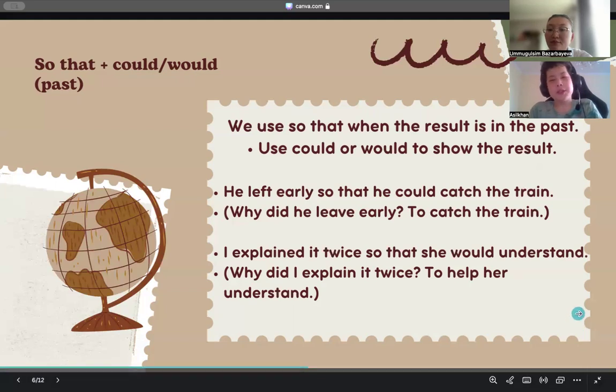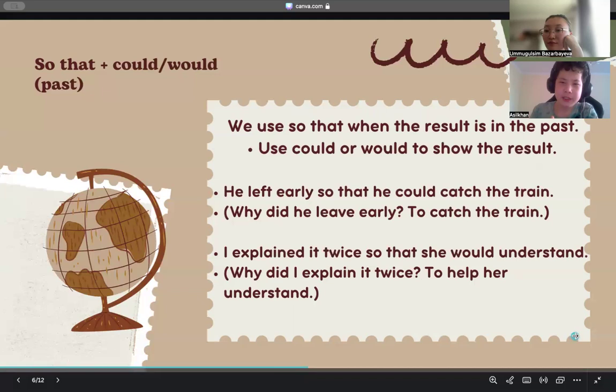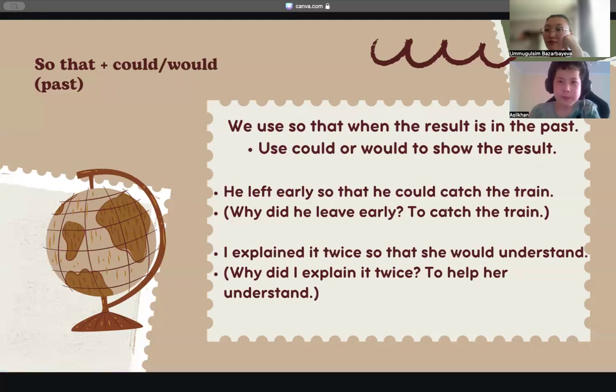I explained it twice so you would understand. Like this is me explaining it to you twice. The first time you might not have realized what I'm talking about, but the second time you realize. So this was in the past. Why did I have to explain it twice? So to help you understand relative clauses.